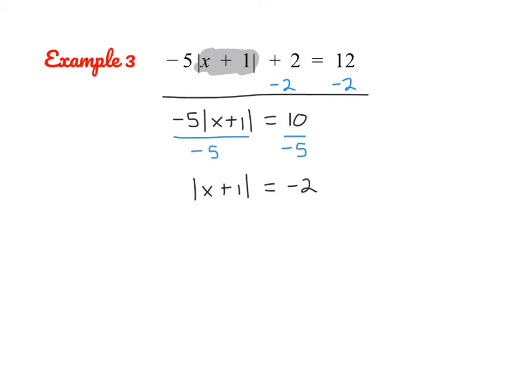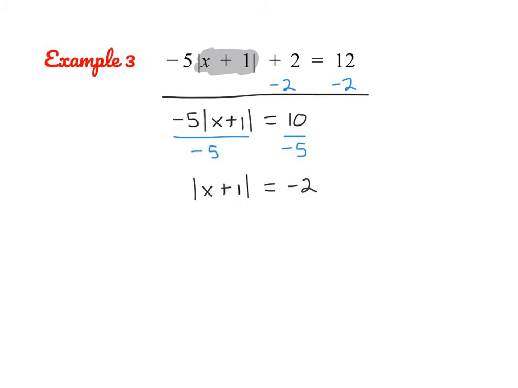Now before we go into autopilot and just simply start making our two equations, we have to do a little bit of critical thinking. So we know that the result of an absolute value, anything, should always be positive, right? The absolute value of a positive number is positive. The absolute value of a negative number is positive. So there's actually no possible way for the absolute value of x plus 1 to equal this negative 2.